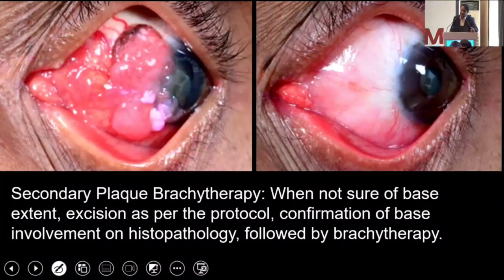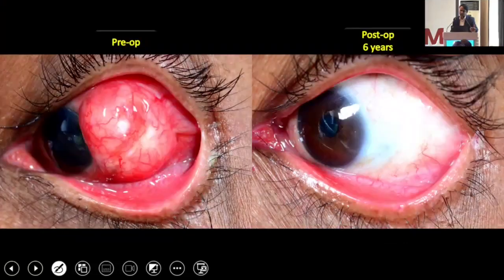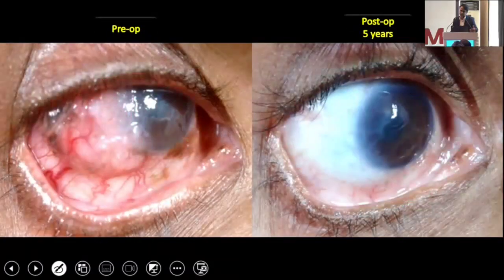Secondary is when either the patient is not ready for plaque brachytherapy primarily, or you're not sure whether the base is involved or not by the available means of imaging. So here you wait for the pathologist to confirm that the scleral base is actually involved, and then do plaque brachytherapy 3 weeks later after the ocular surface is stabilized. And these are the kind of results that you get. This patient is 6 years post-op.